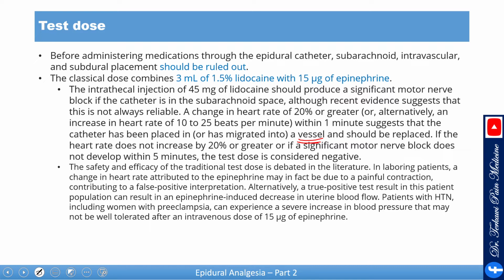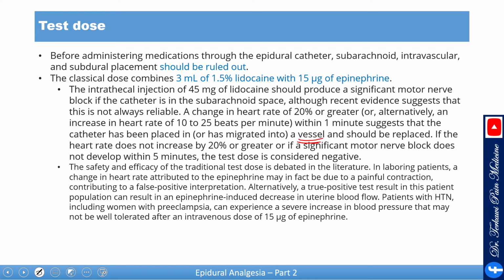So my point here is, don't rely just on suction. You aspirate, there is no blood, and you think, oh, okay, that's not intravascular. You still can be in a vessel without getting blood back, especially when we are talking about veins that may collapse when you suction, right?